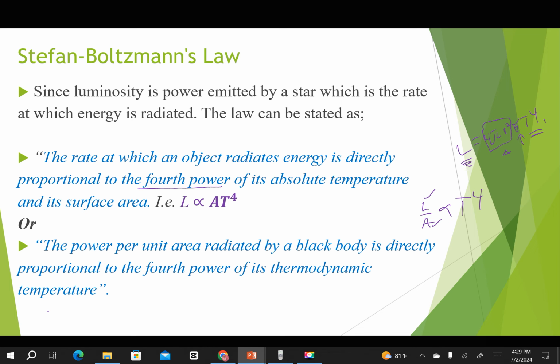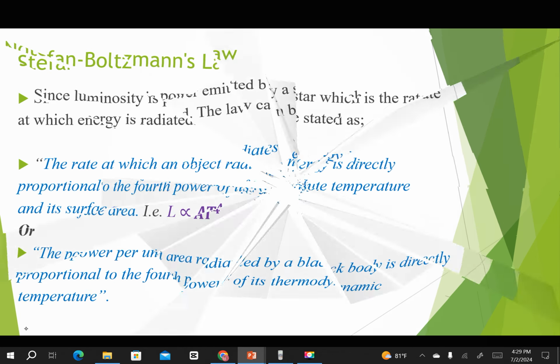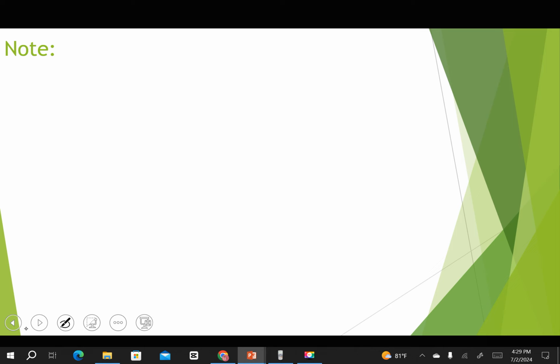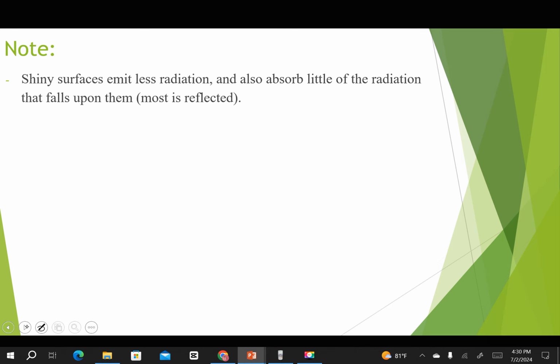A few takeaways that we need to note from this part of Stefan Boltzmann's law. Number one, shiny surfaces emit less radiation and also absorb little of the radiation that falls upon them. In other words, we know from IGCSE that shiny surfaces mostly reflect. That is very important, especially when we are referring to Wien's displacement law.